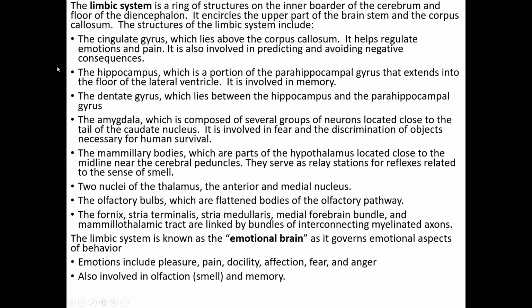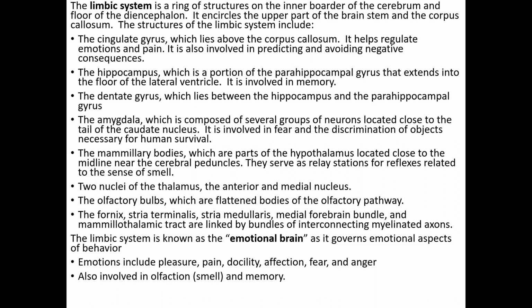Your amygdala is a group of several neurons located close to the tail of the caudate nucleus. It's involved with fear, so being afraid and discriminating objects necessary for human survival. Kind of another example of why I call this our primitive brain. Okay, we're not worried about gathering spears and that kind of stuff because we're a pretty advanced society. But once upon a time, thinking back hundreds of years ago, those types of things were more important.